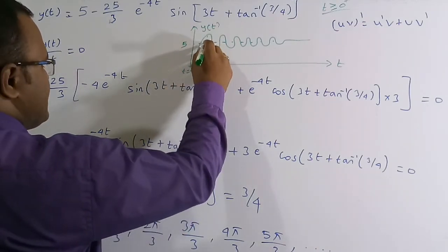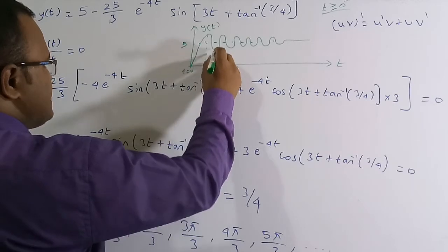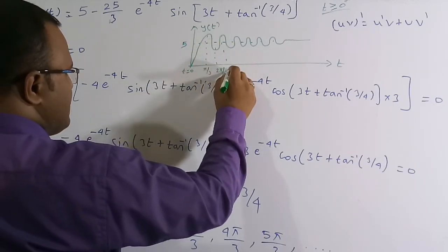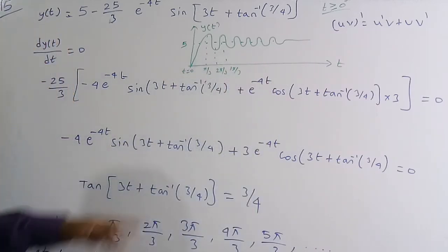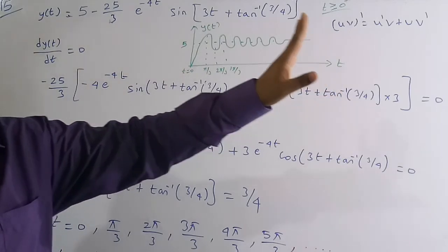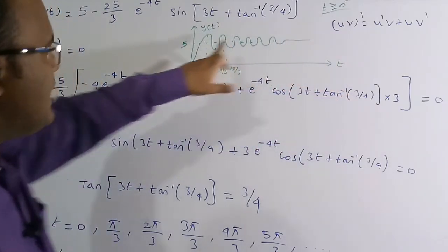And this is the first peak at t is equal to pi by 3. And similarly the second peak, and similarly the third peak at 3 pi by 3. So like this it goes on. So 0, pi by 3, 2 pi by 3, 3 pi by 3, 4 pi by 3, like it goes on. And finally at t is equal to infinity we are going to get 5.